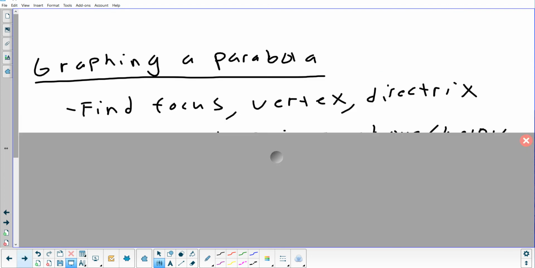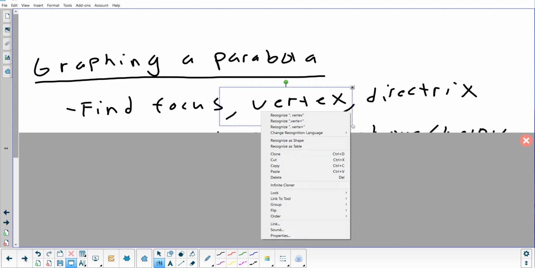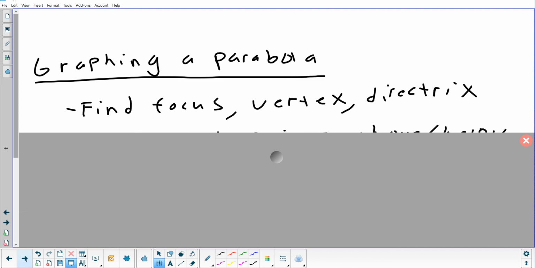So how do you want to graph a parabola? Well, you generally want to find the focus and the vertex and the directrix. These all give you hints at what it looks like. The only actual point, the only thing here that's an actual point on the parabola is the vertex. The focus is an imaginary point inside it, and the directrix is an imaginary line behind it that it bends away from.